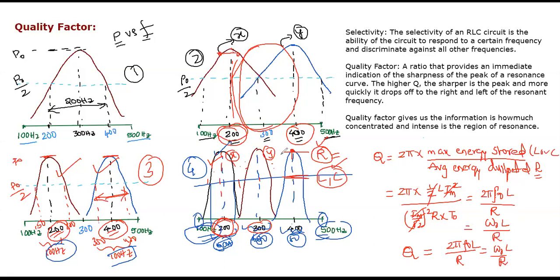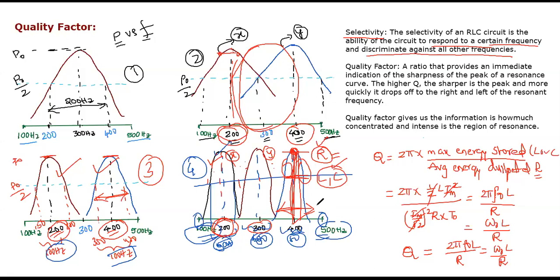Fine. Now, selectivity. What is selectivity here? The selectivity of an RLC circuit is the ability of the circuit to respond to a certain frequency, that is, at one particular frequency, and discriminate against all other frequencies. It is only transmitting or selecting maximum power at only one certain frequency. So that channel has higher selectivity.